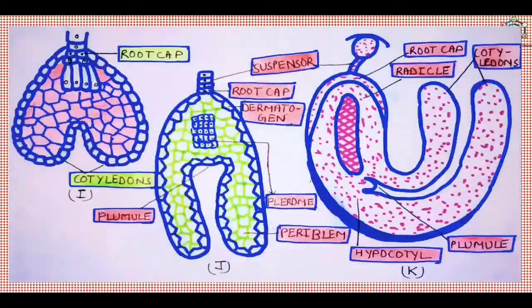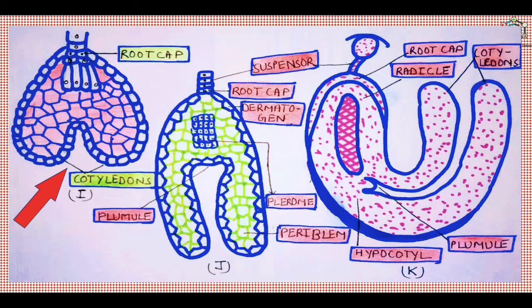Now, the hypophysis divides by transverse and longitudinal division to form 3 tiers of cells, and the cells of the inner tier towards the embryo form the cortical initials of the radicle, and the cells of the middle and outer tier form the initials of the root protoderm and root cap. Thus, all the cells derived from the hypophysis give rise to the root apical meristem.